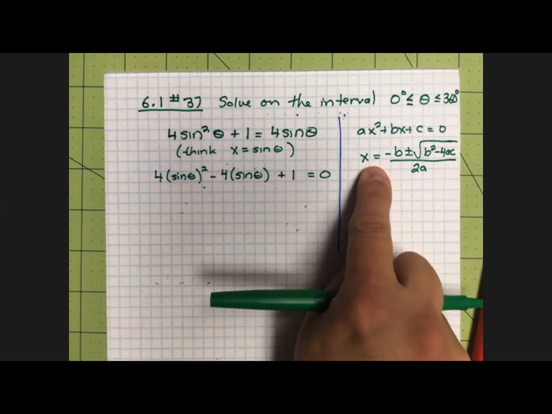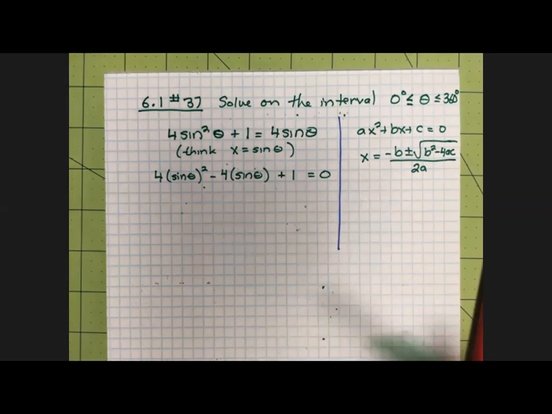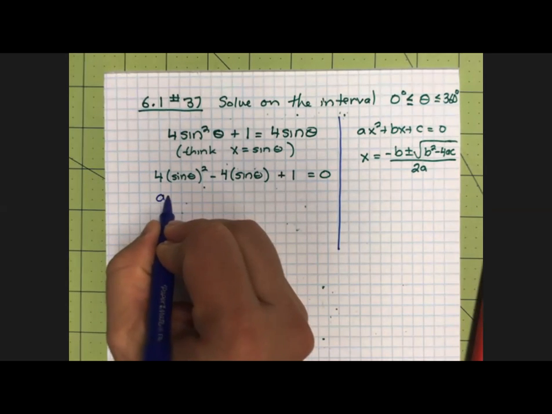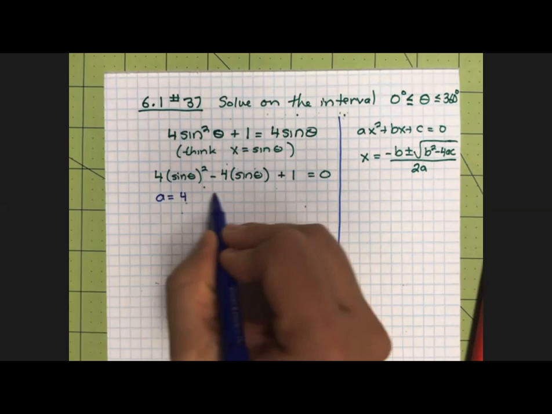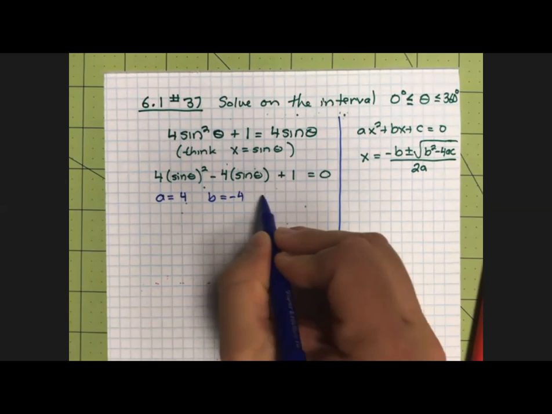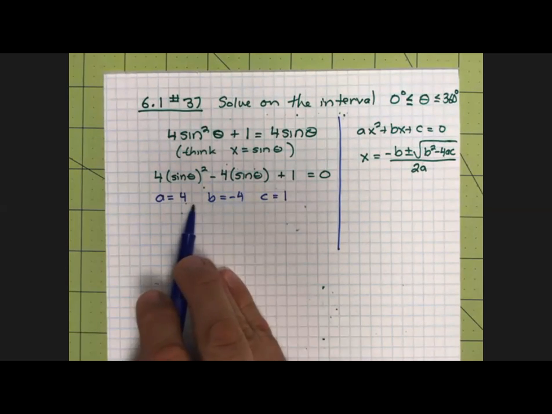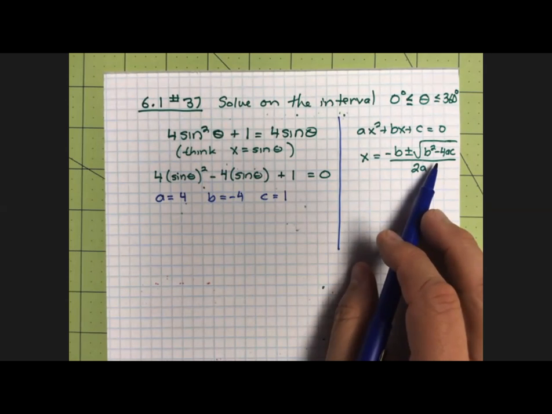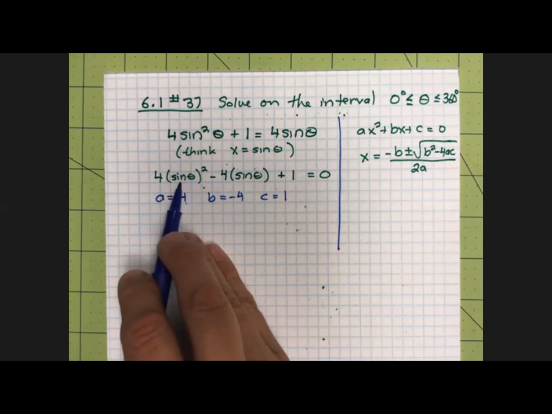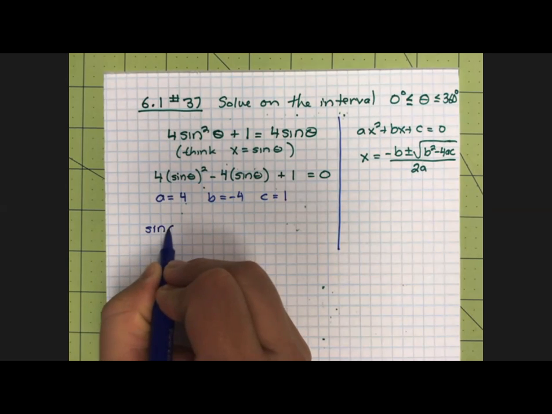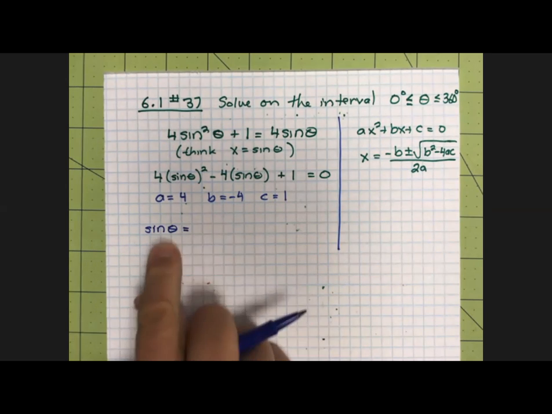That means I can use this formula. And I can put sine theta where I see the x. Writing down here that the a is 4 and the b is minus 4 and the c is 1. That doesn't cost me anything to insert those 3 numbers over here. And I just treat this sine theta as the thing I'm solving for. How did we say it at the beginning of the class? First solve for the trig function, then solve for the angle.